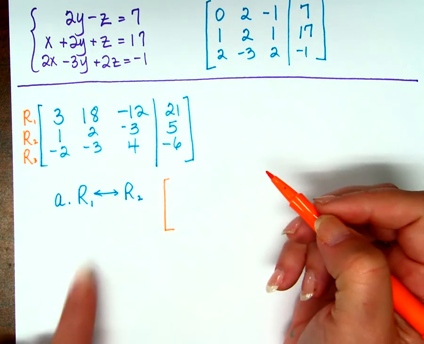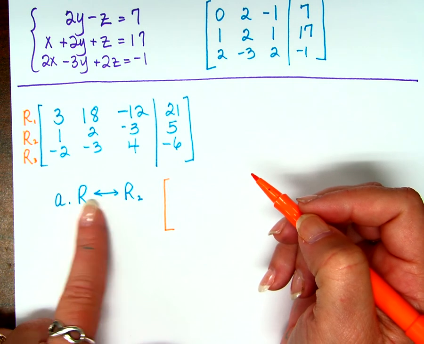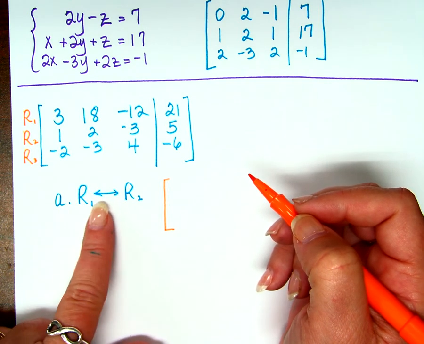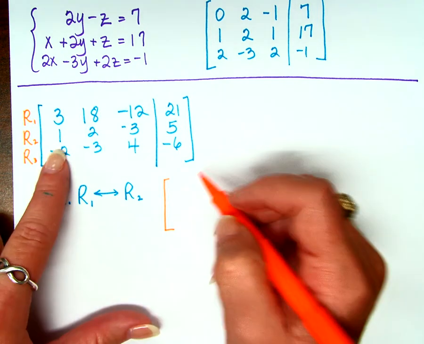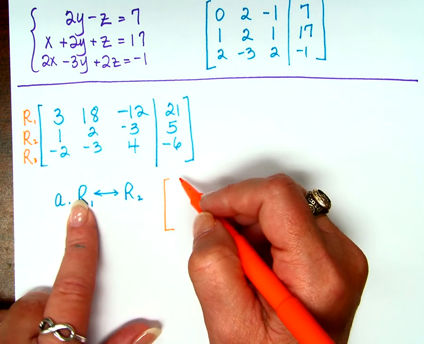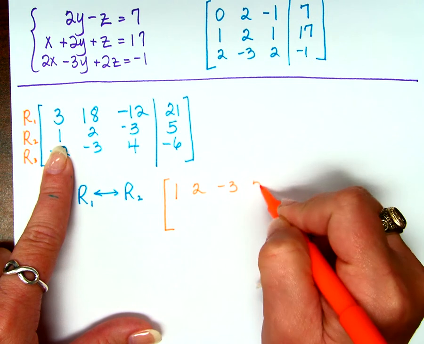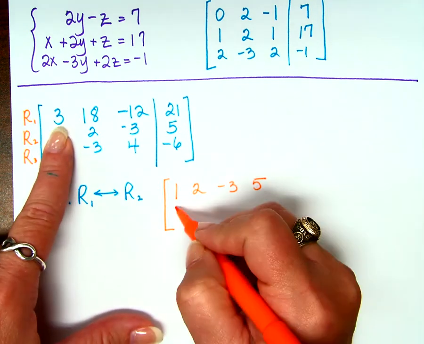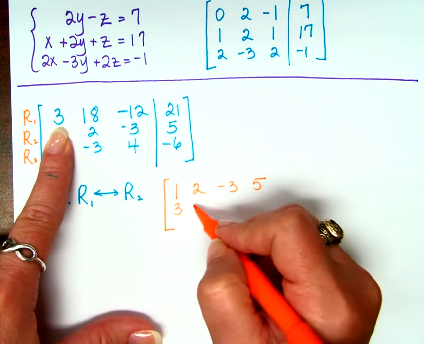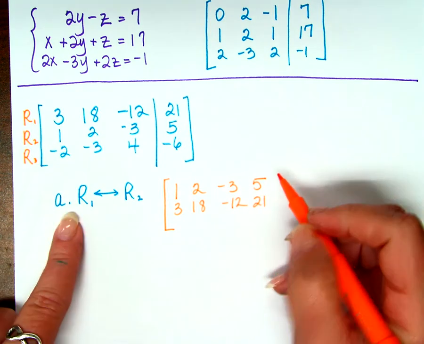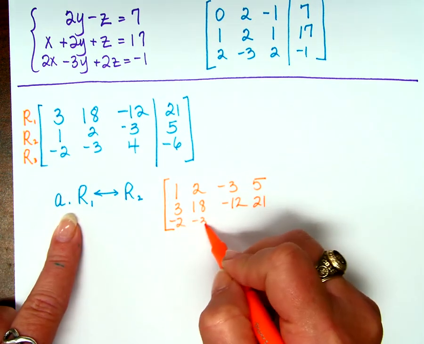What's our new matrix if it asks us to do this? What is it asking us to do? It's just saying switch them. So row 2 becomes row 1. 1, 2, negative 3, and 5. Then row 1, because row 1 has become row 2. And then row 3, we just kind of leave it alone. It's just still sitting there.